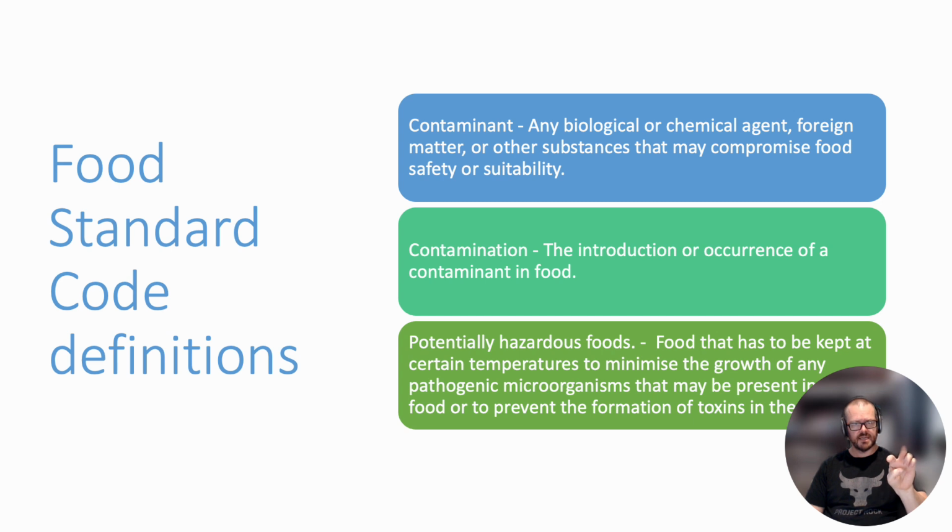So what that's saying is, if a food has a biological or a chemical or a physical substance that may compromise food safety, then that food is contaminated. Okay. And then the last one there is potentially hazardous foods. Food that has to be kept at certain temperatures to minimize the growth of any pathogenic microorganisms that may be present in the food, or to prevent the formation of toxins in the food.